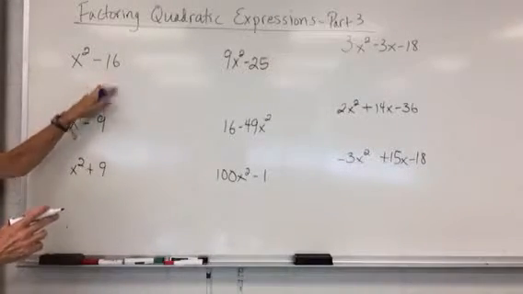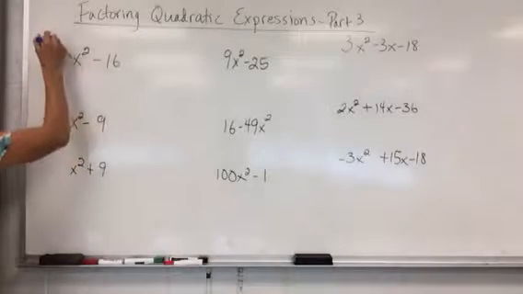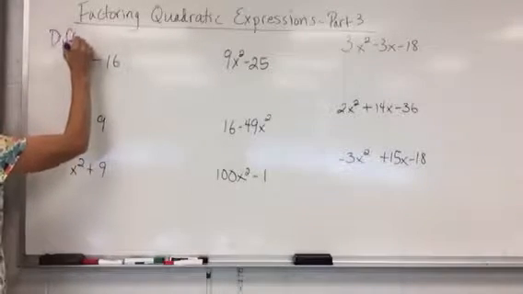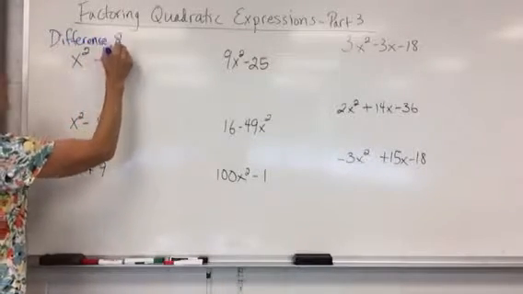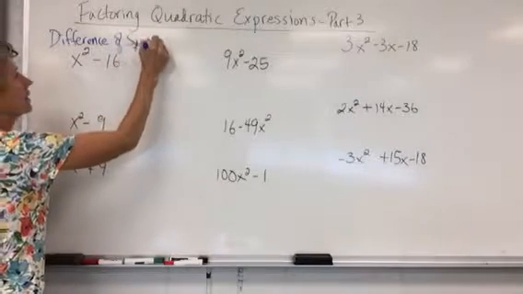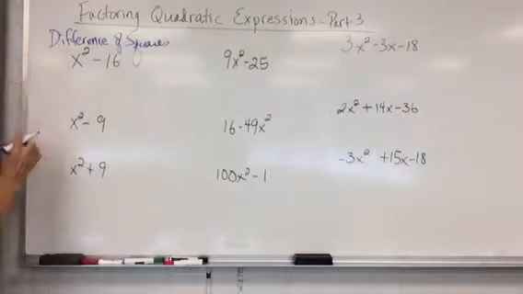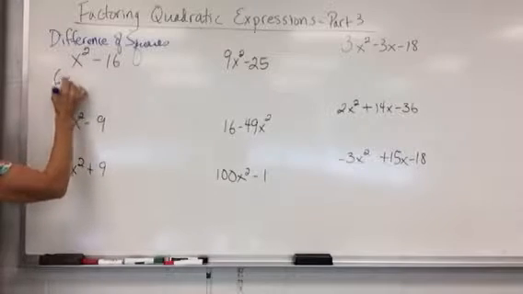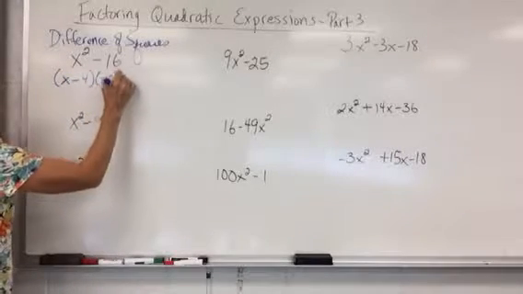So there's a couple of special cases. This one's called difference of squares. You can tell it's different because it's a binomial, just two terms, and it has a subtraction sign. That's why it's called difference of squares. So it factors as x minus 4, x plus 4.